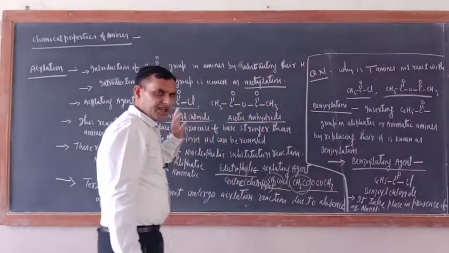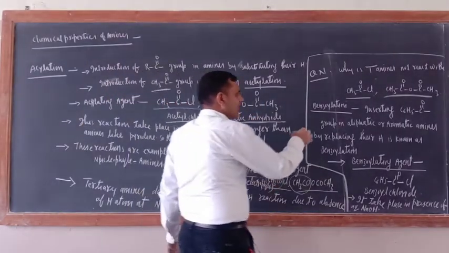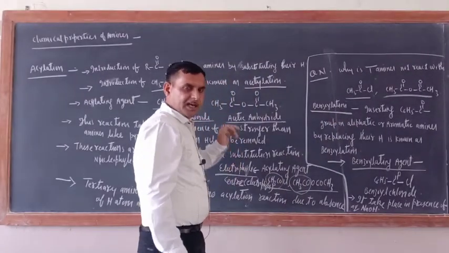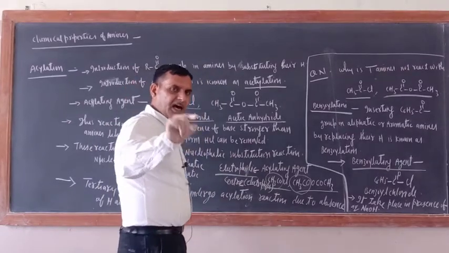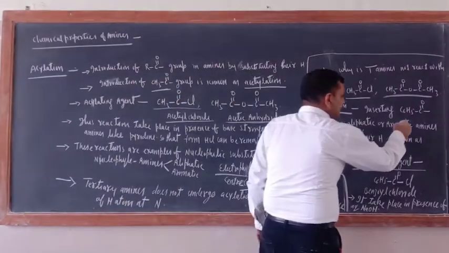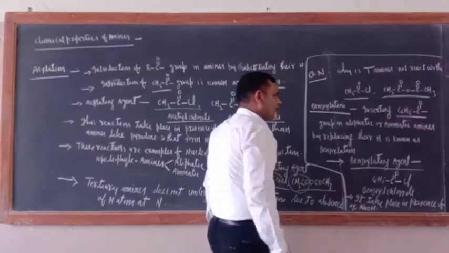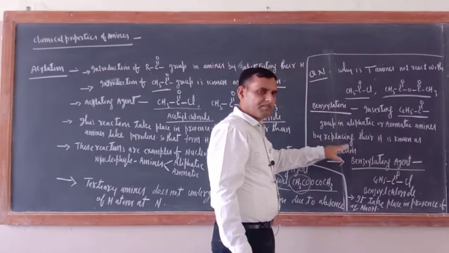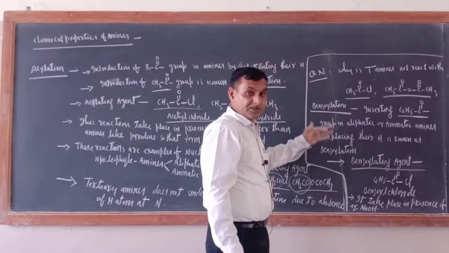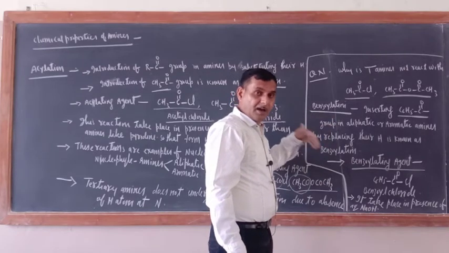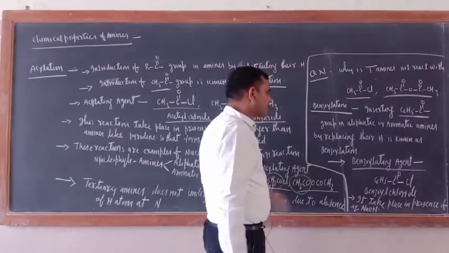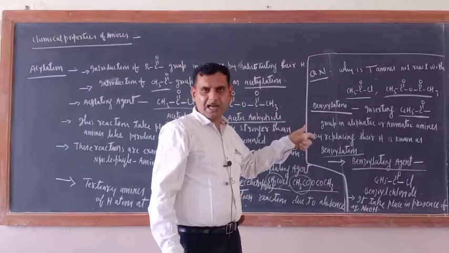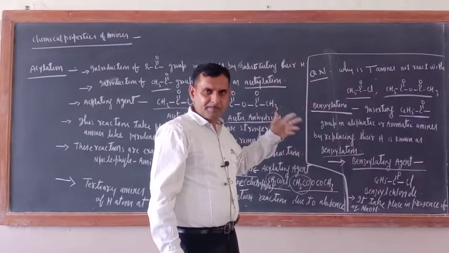Just like acylation, there is one more reaction that is known as benzoylation. What is that one? Benzoylation. Acylation means inserting an RCO group. Benzoylation means inserting a C6H5CO group in aliphatic or aromatic amines by replacing the hydrogen of the NH2 group. That is known as benzoylation. Means here, with benzoyl chloride, aliphatic or aromatic amine should react.